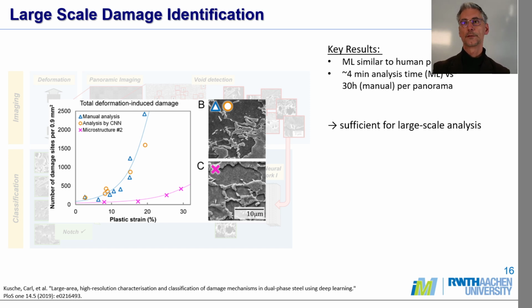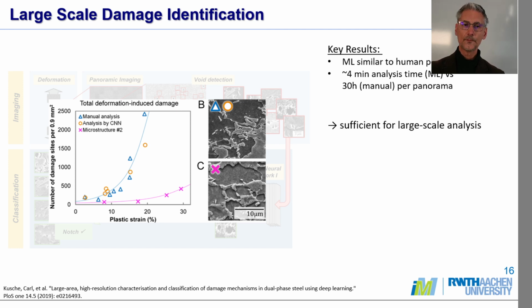You would also expect that the machine learning algorithm doesn't perform 100%. But what is very encouraging is that we see the machine learning algorithm and the human performance are roughly the same, as you can see from the graph, right? From the blue triangles and the orange circle, they are very, very similar.